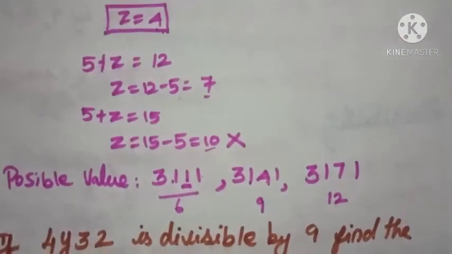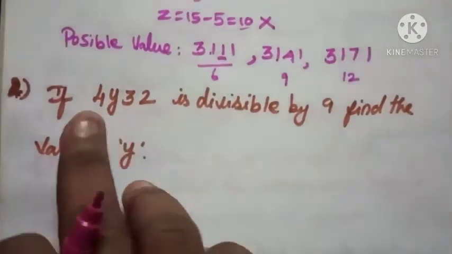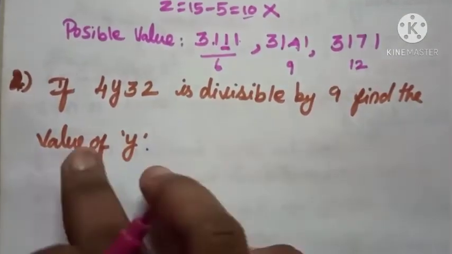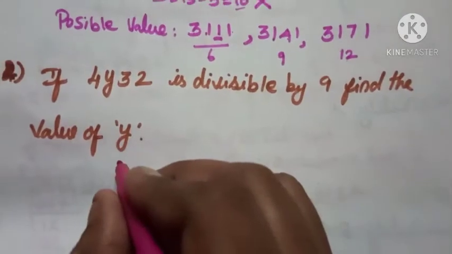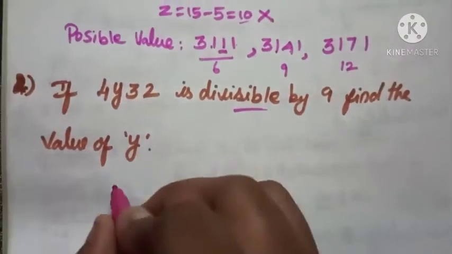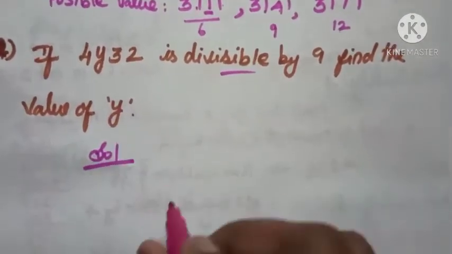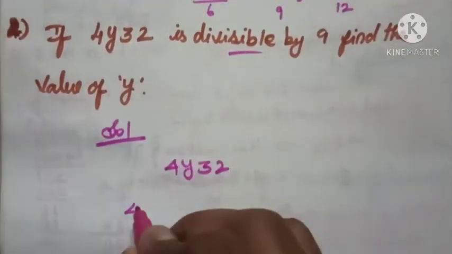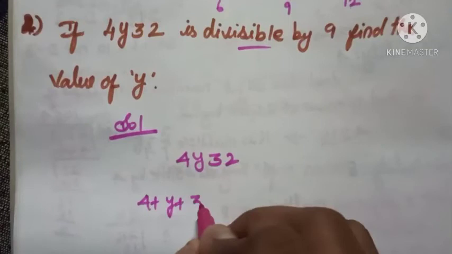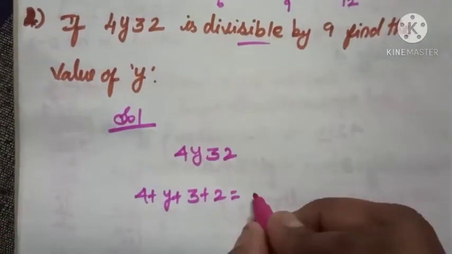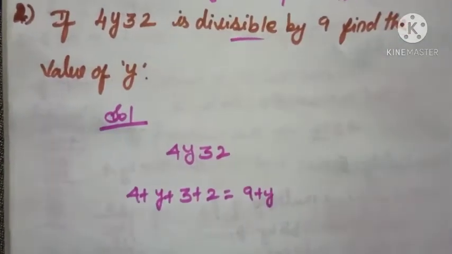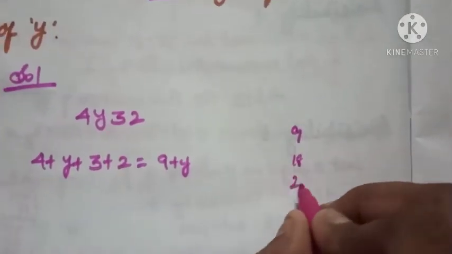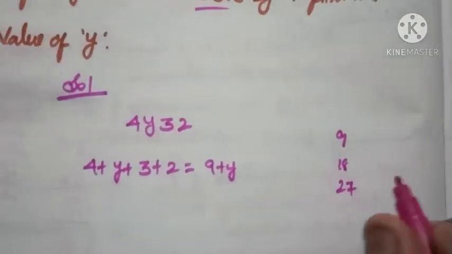Okay, in the same way, next question: if 4y32 is divisible by 9, find the value of y. So here we need to take the divisibility rule of 9. 4 plus y plus 3 plus 2 is equal to 9 plus y. Okay, so we need to take the 9 table. 1 nine is 9, 2 nines are 18, 3 nines are 27, like that. So one by one we need to check.